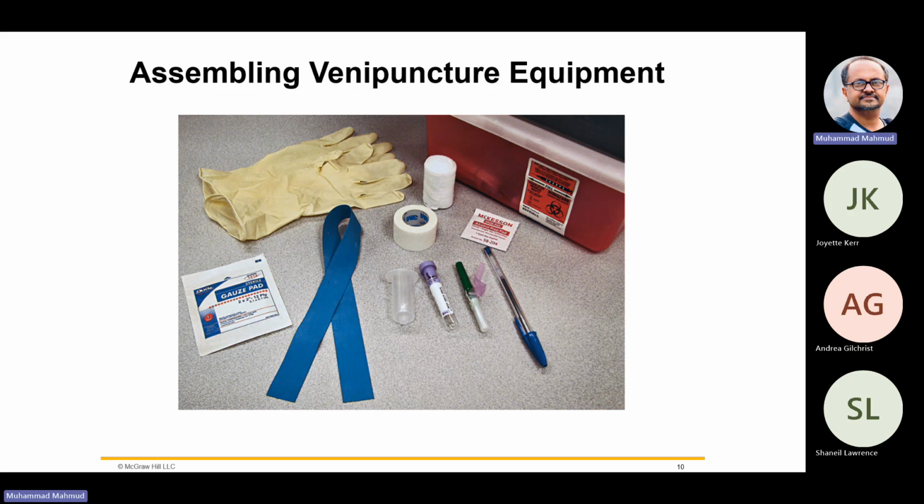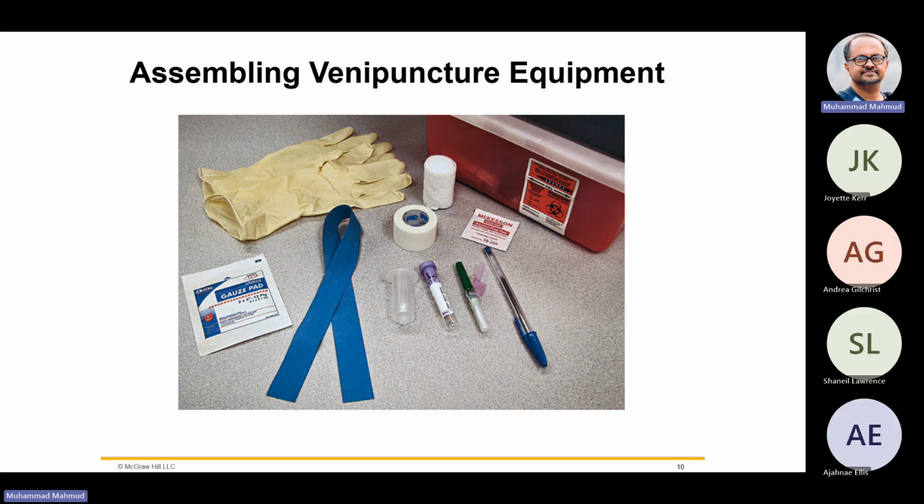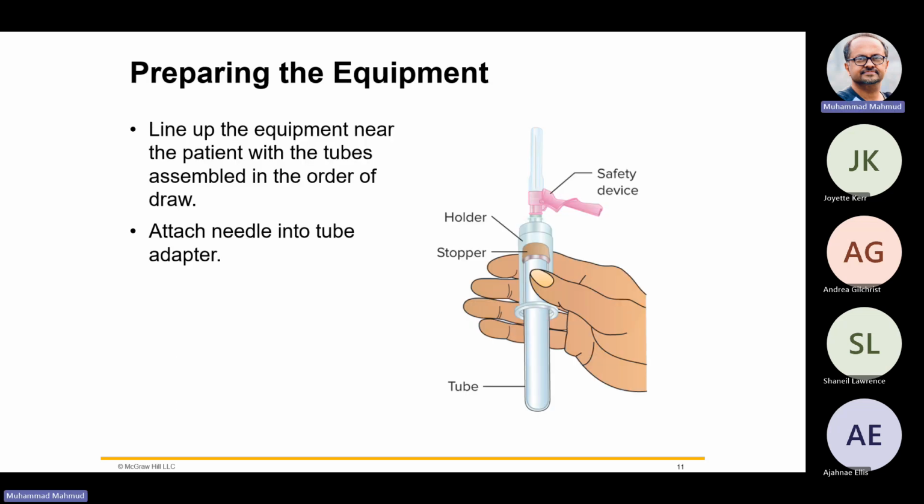These are the equipment you see in this slide: gloves, tourniquet, alcohol prep pads, gauze pads, needle, evacuated tube holder or syringe, evacuated tubes, sharps container, adhesive bandage, permanent marker, pen, or computer labels. Make sure that the tube adapter and the needle are compatible. Items made by different manufacturers may not fit together properly.